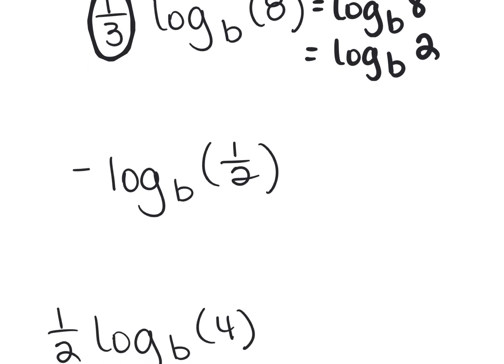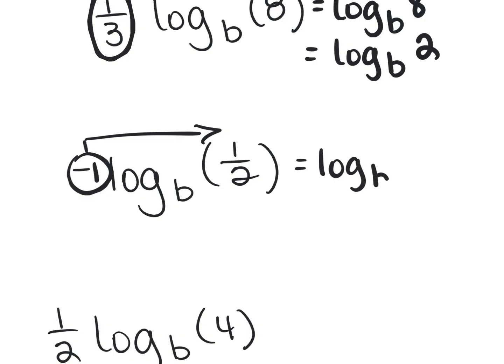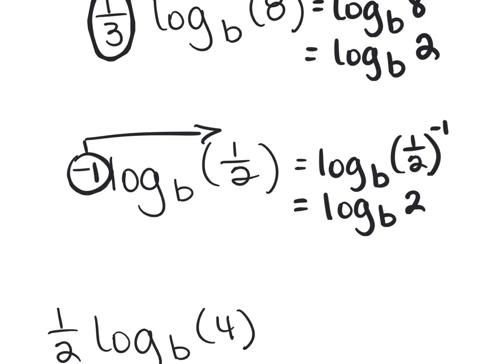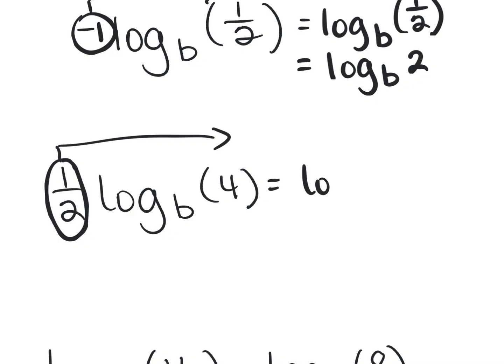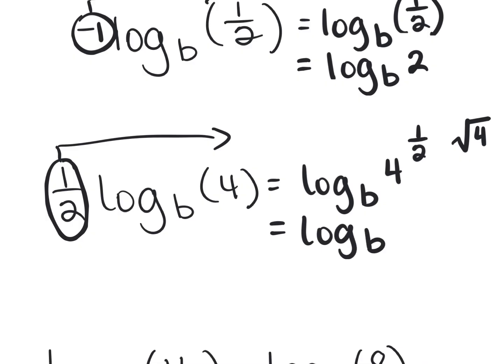Next one, I have a -1 out here. And if I put that up to an exponent on the 1/2, I'm going to have log base b of 1/2 to the -1st power. Well, if I take a fraction and raise it to the -1st power, it becomes a whole number. So this is log base b of 2 again. Next one. Again, I have this exponent out here, so I'm going to bring that up to the top. This gives me log base b of 4 to the 1/2 power. Well, that's just the square root of 4, which we know is the number 2. So this is log base b of 2 again.